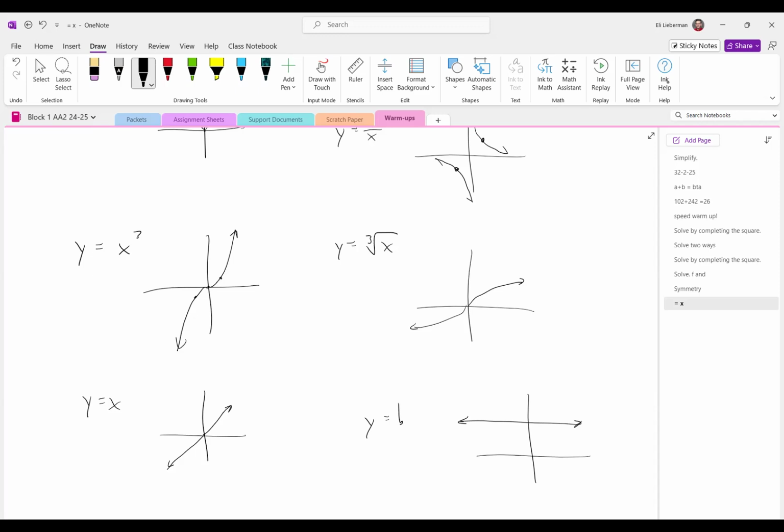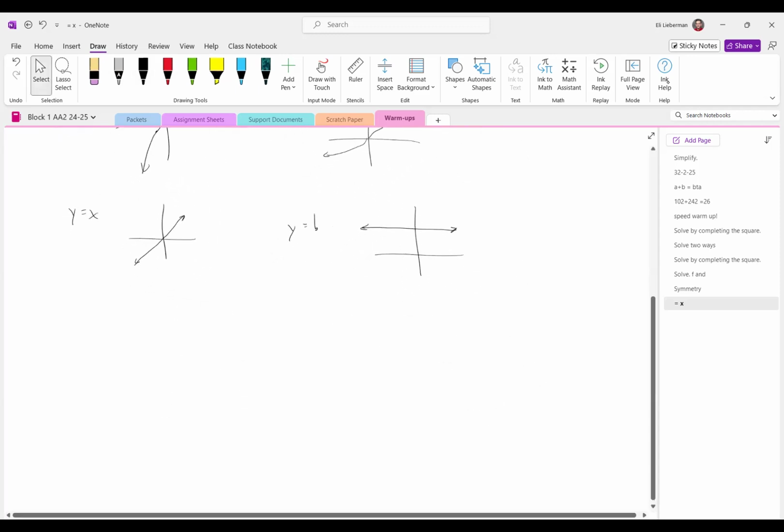We know that the slope of a horizontal line is 0 because it has no rise. Remember, slope is rise over run, and the slope of a vertical line is undefined because it has no run.